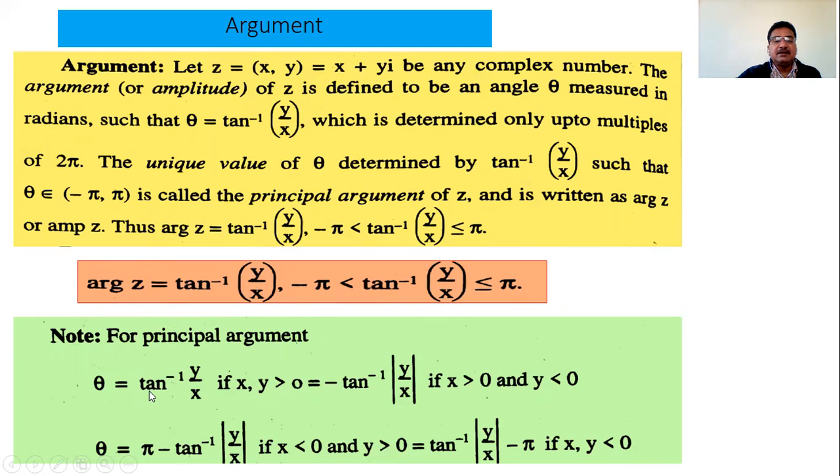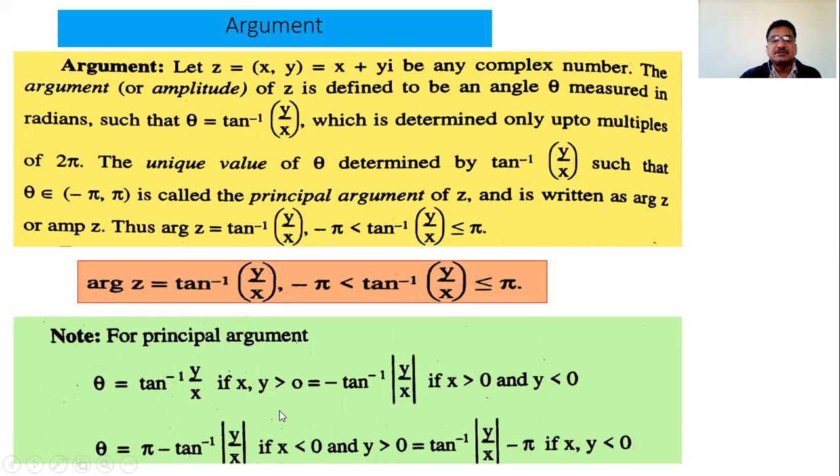So for the principal argument, theta is tan inverse y by x if x and y are both greater than 0, that is, the real part and imaginary part are both greater than 0. Then use this definition. Theta is equal to minus tan inverse y by x if the real part is greater than 0 and the imaginary part is less than 0. This is the definition, but for solving examples, use these definitions.